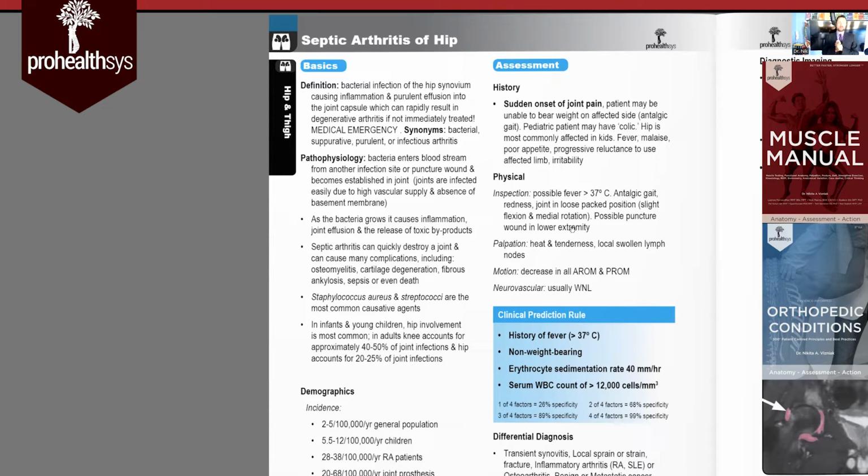They're starting to feel a little bit fatigued. Maybe they've got a little bit of cough, runny nose, all of that kind of stuff, right? There's another infection. Their temperature may be higher, above 37 degrees. They've got an antalgic gait. Now, this redness is interesting when you're doing your inspection. Hip joints are deep. It is difficult to see an infection on a hip joint.